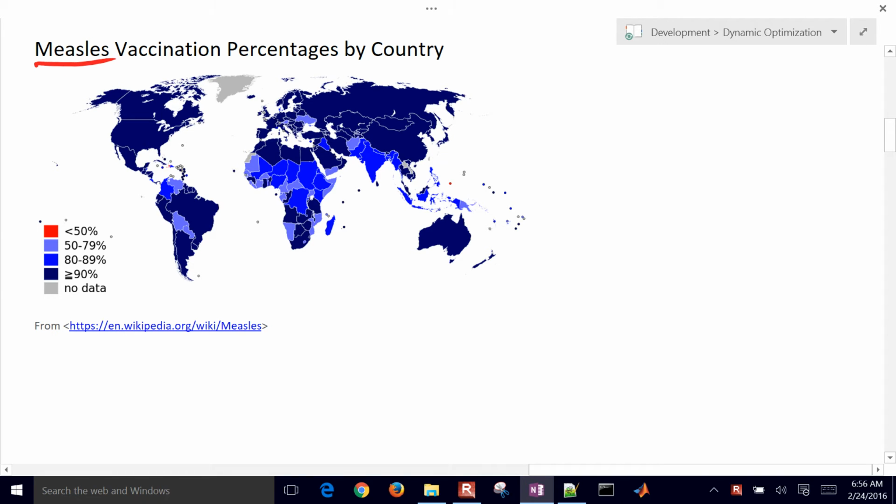Okay, so here's the measles vaccination percentages by country, and we have almost all of them greater than 50%, so not a lot of reds there, but you do have some that are in the 50 to 80%, and then quite a few that are in the 80 to 90%, and then many that are in the 90 plus percent as well.